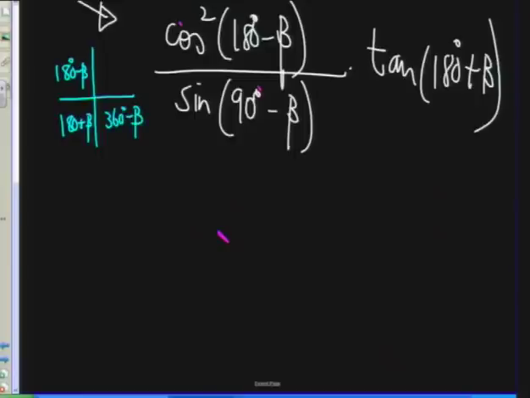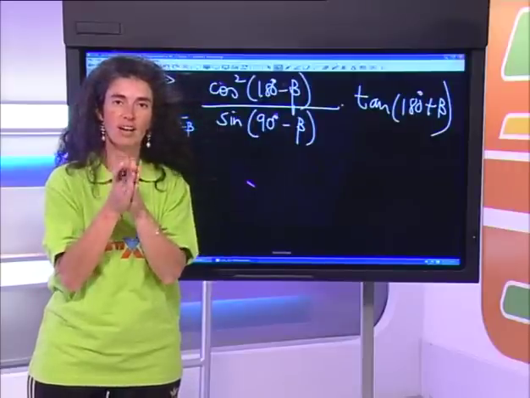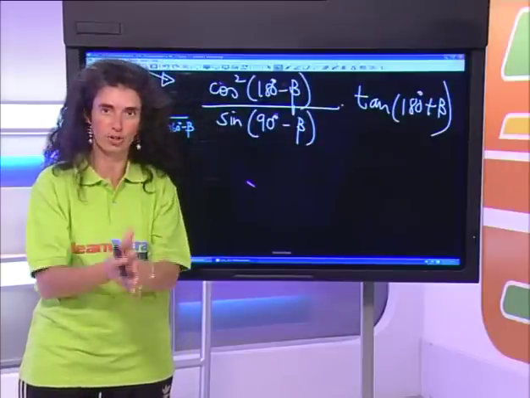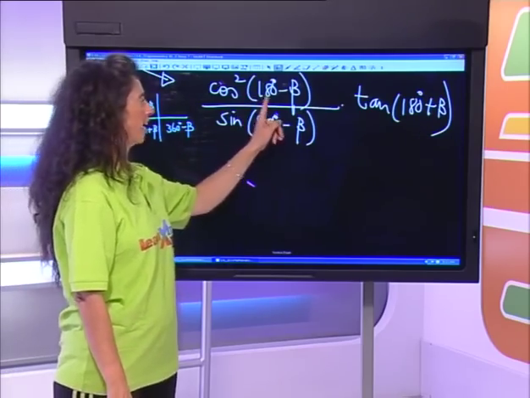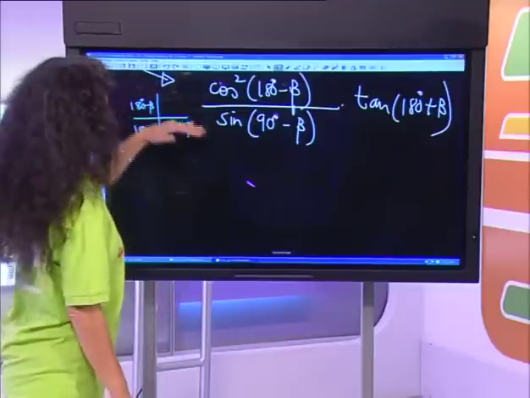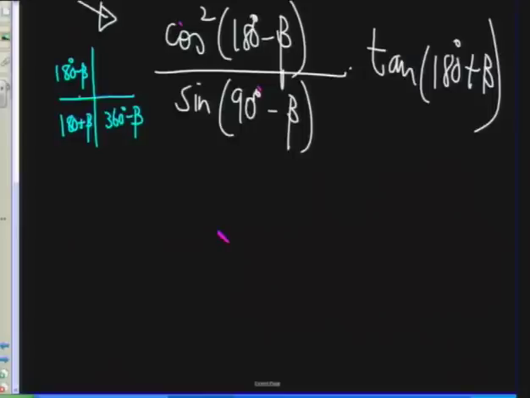Then, first thing we're going to look at is the cos of 180 minus beta. Now, I know that it says cos squared, but we're not going to deal with a square just now. We're just going to first deal with the ratio. So our starting point is the angle. Where is the angle 180 minus beta? We've rotated all the way with a terminal ray to the second quadrant.